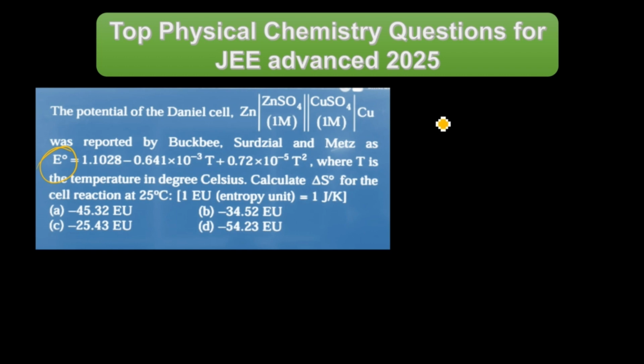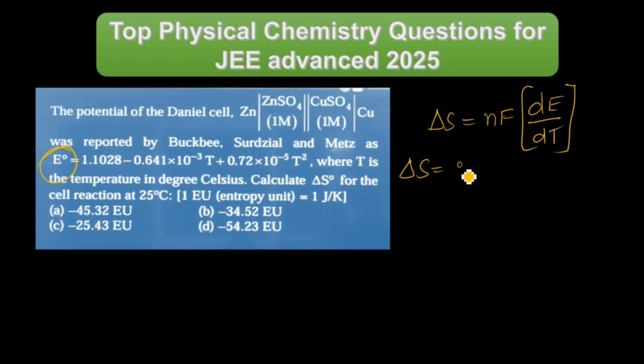So we have a simple formula: delta S is equal to nF dE by dT, right? Ma'am, I don't know differentiation. I'm telling you in simple words, don't worry. You must have known differentiation because you are writing maths also. So let's substitute the values first. n, how many electrons are involved? Copper sulfate, zinc sulfate, so obviously 2 electrons.